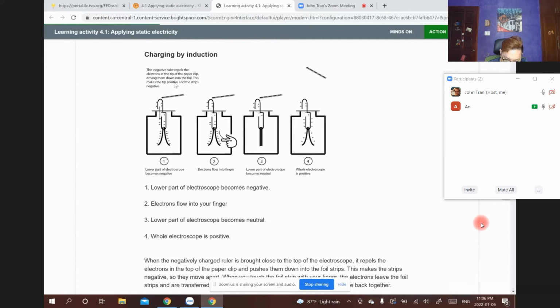Charging by induction. The negative ruler will repel the electrons at the tip of the paper clip, driving them into the foil. This makes the tip positive and the strips negative.